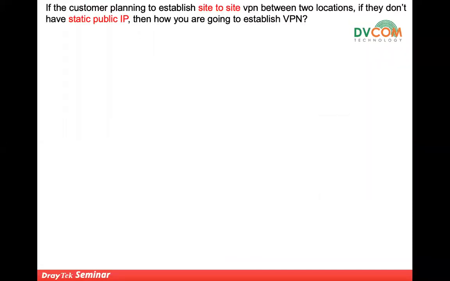The next one is: if the customer is planning to establish a site-to-site VPN between two locations, and they don't have a static public IP, how are you going to establish the VPN? This is the question, guys, that most of the time people ask. So we have one site in Dubai and the other in Sharjah, and we want to establish a VPN between Dubai and Sharjah. How are you going to establish it?